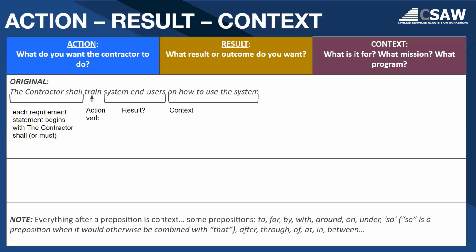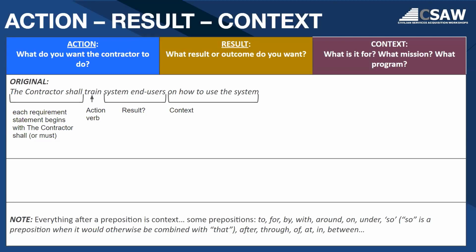And I don't think that's the result. The real result here is really training. All right, so what is the product? What is the outcome? What is the result we're looking for? That is training. Now, the effect of that training is that it is effective so that our system end users can effectively use the system. That's our performance standard, which is why requirements and standards always go together. But the actual deliverable is the training.